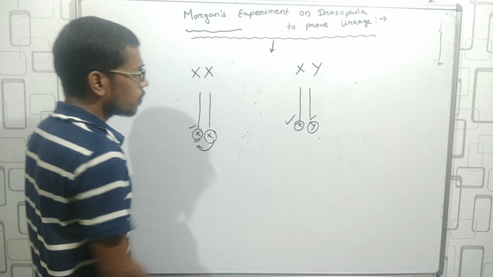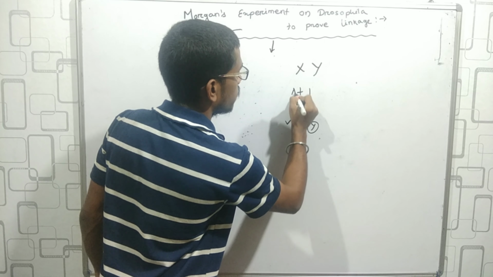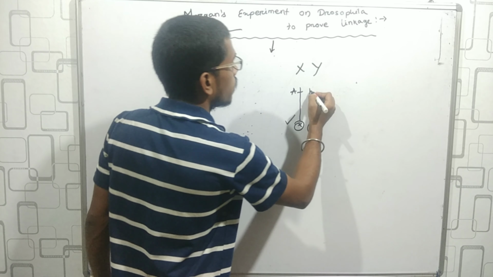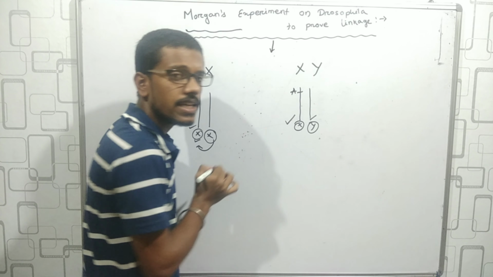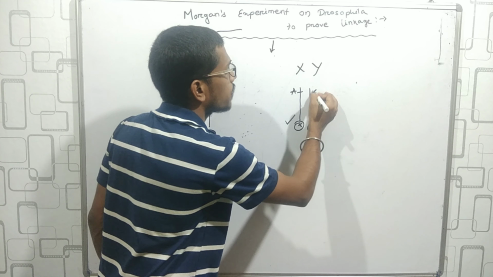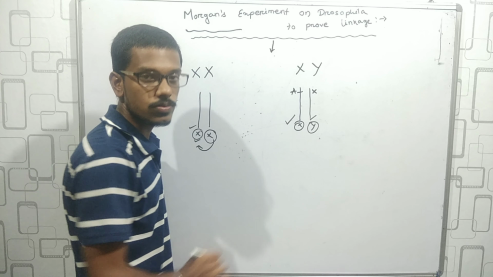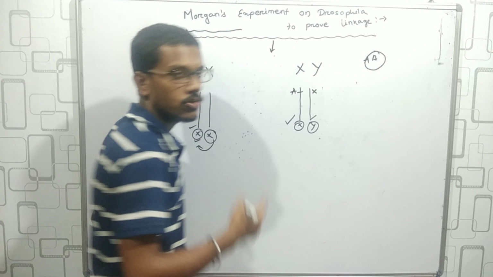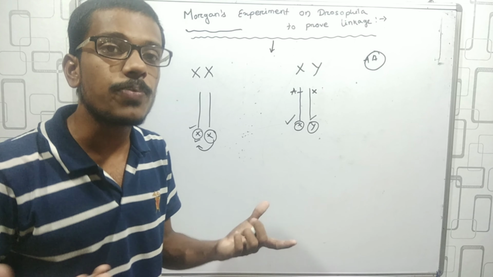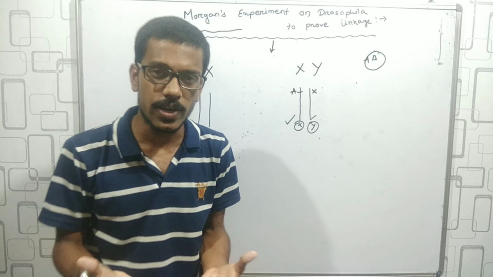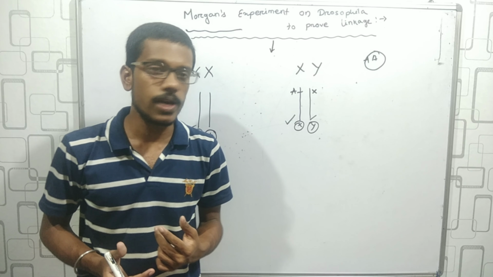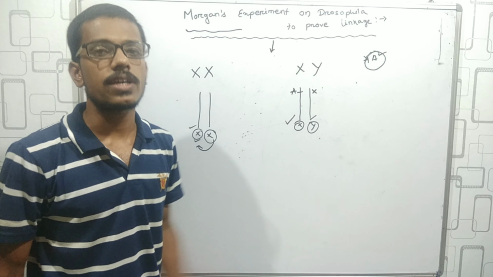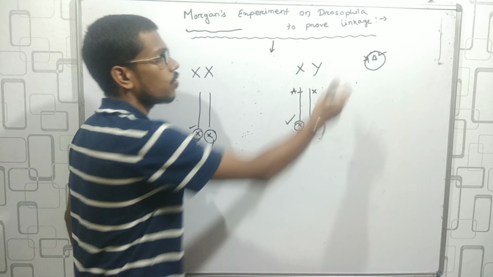Thus, suppose a gene A. Suppose you consider a gene A, then the homologous partner of this gene A will not be present on the Y chromosome. As you know, gene expression is always in pair condition. A gene has 2 alleles, one allele is small a, another allele is capital A. Suppose this is a homozygous condition.